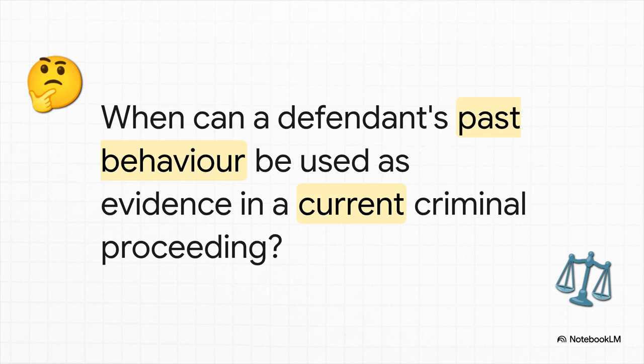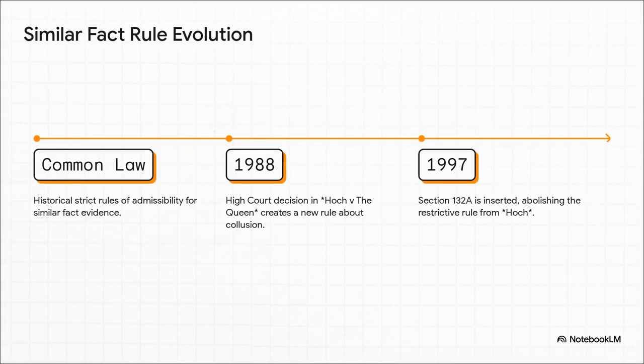The law has wrestled with this for a long, long time. And to understand the rule we have now, you've really got to see how we got here. For ages, the common law was super strict. Then, in 1998, the High Court, in a case called Hoch, laid down a very specific rule. But, and this is the key part, Parliament came in over the top in 1997 and basically said, no, we're doing it this way, and gave us Section 132A.